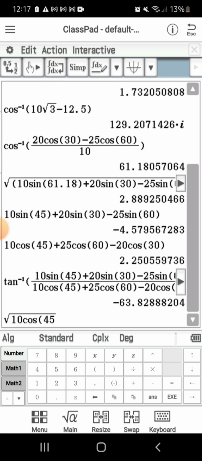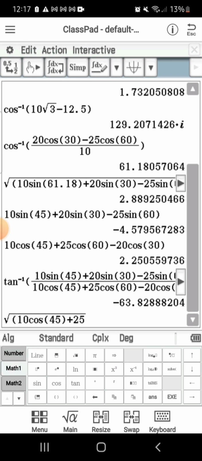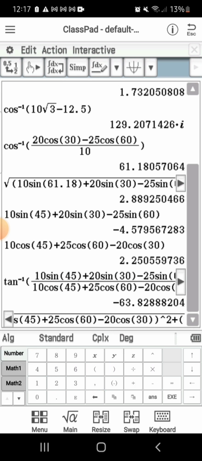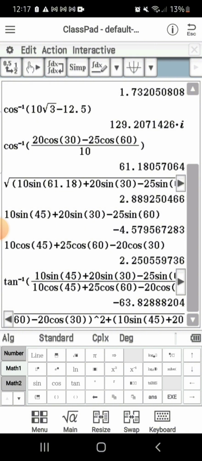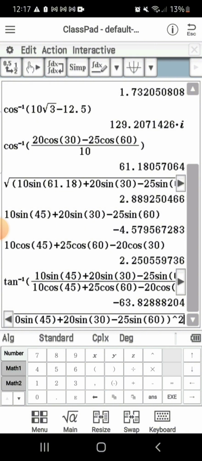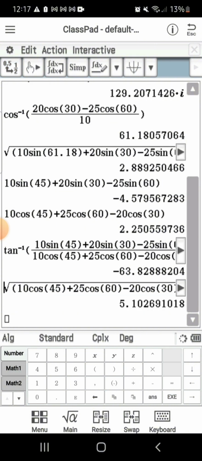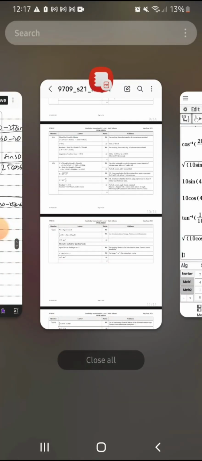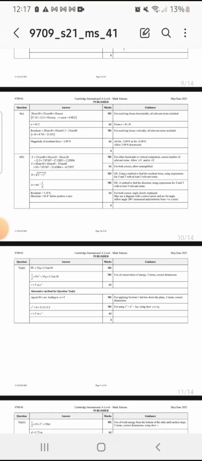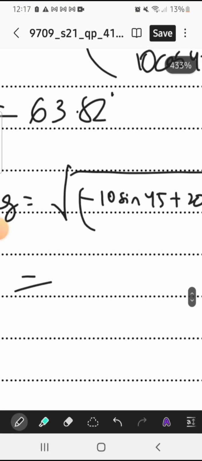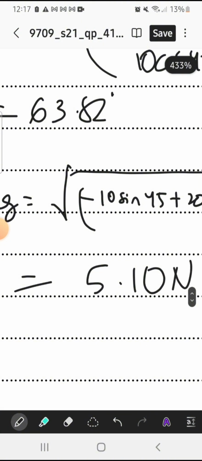I'm going to look at the answer a bit later for matching. So we get 5.10. What does the mark scheme say? 5.10. Okay, so it's going to be 5.10 Newton.